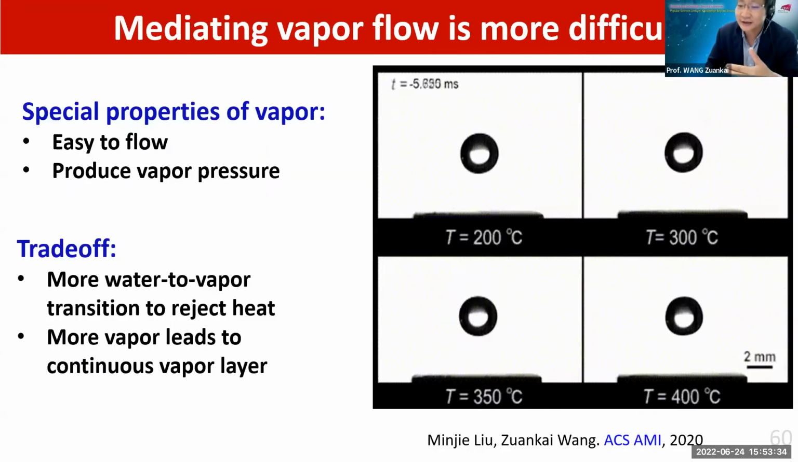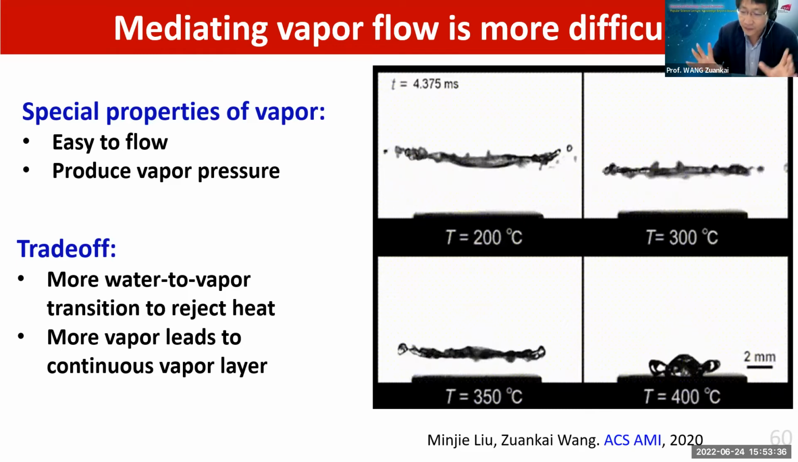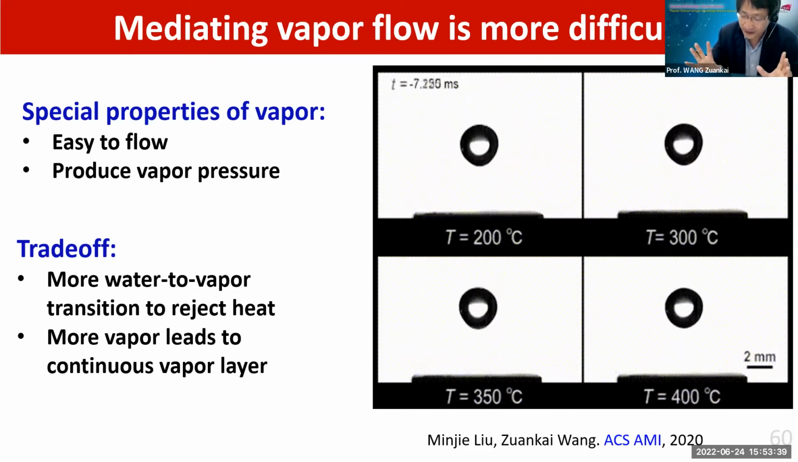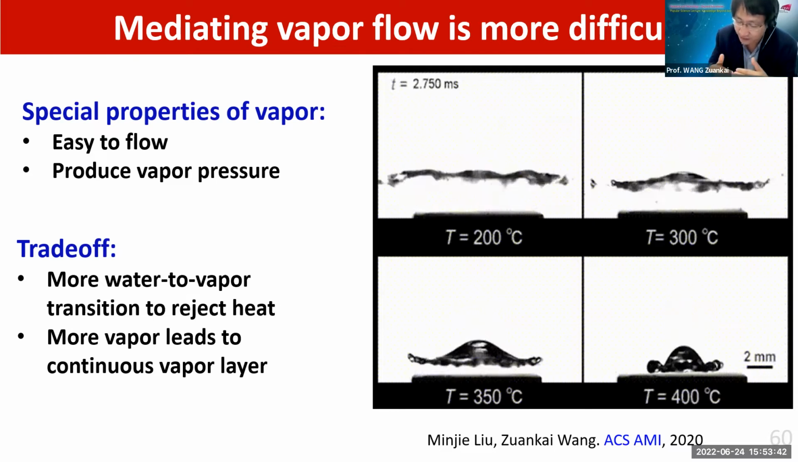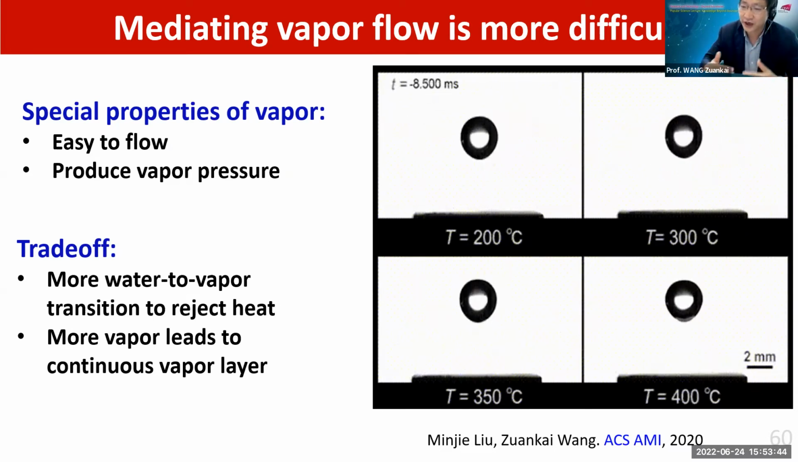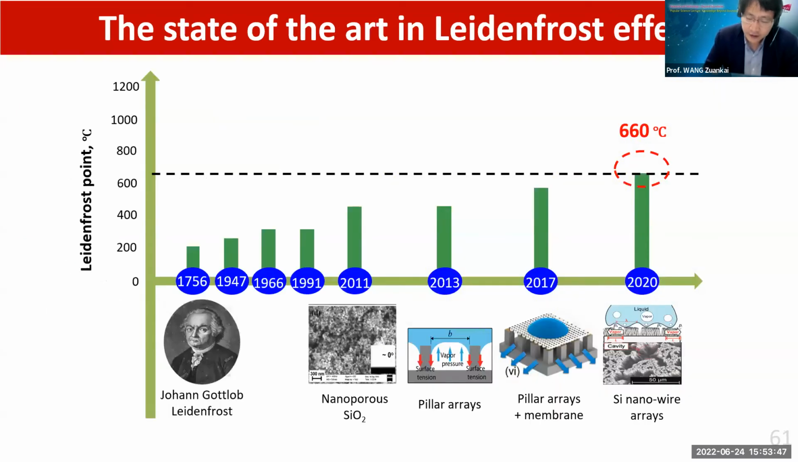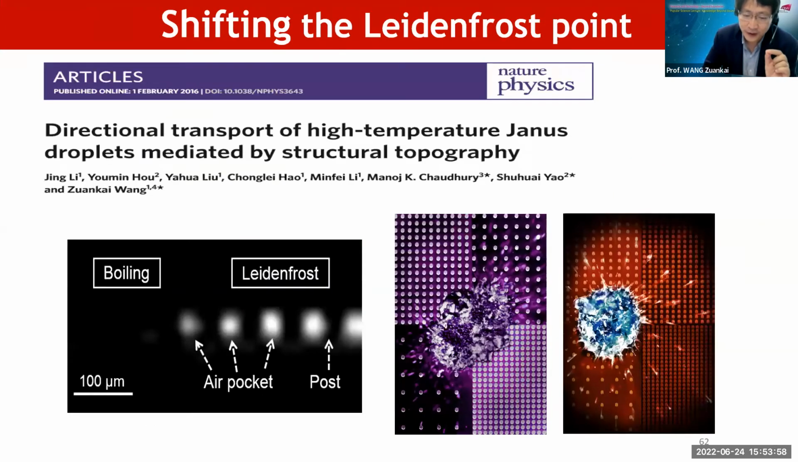Why? Because at high temperature the water evaporates and then we have vapor. The vapor will generate large pressure, and this large pressure will push the water up. Over the past two centuries, people have tried to use surface engineering to decouple the water and vapor flow. Recently, about 5 years ago, we had an idea: if we couldn't completely suppress the Leidenfrost, how about we shift the water from the Leidenfrost region to the boiling region?